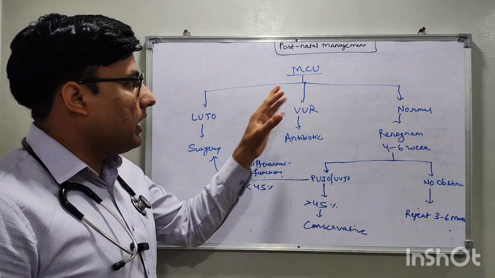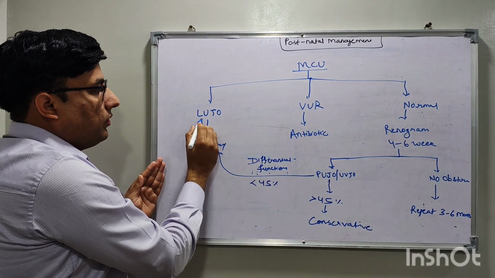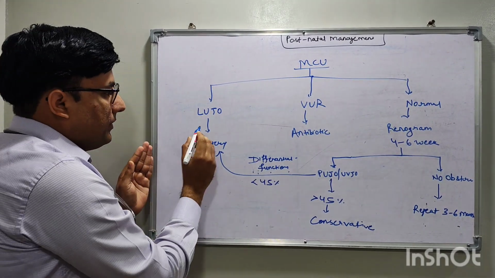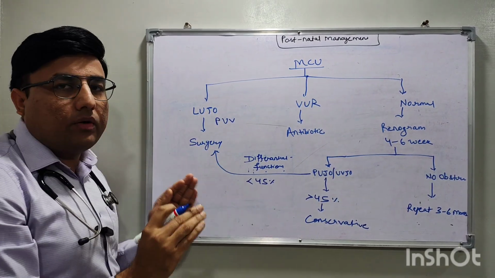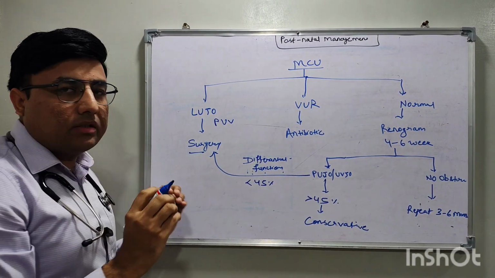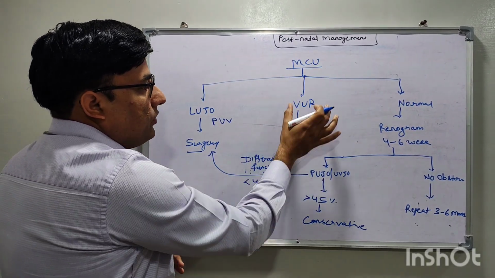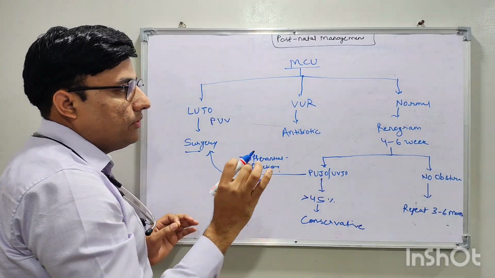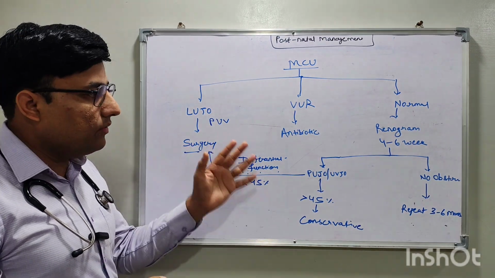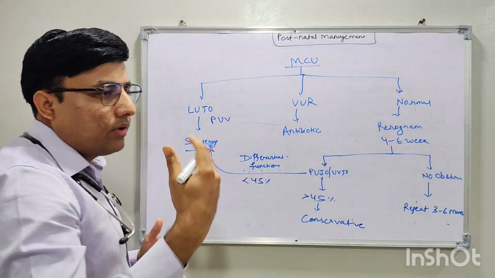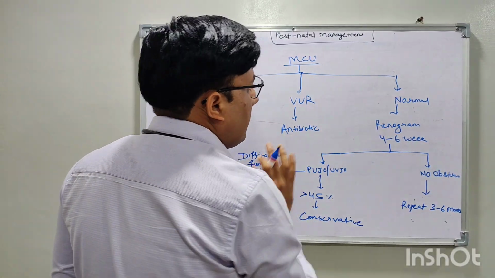So after MCU, how to manage? If MCU is suggestive of lower urinary tract obstruction, maybe in male babies posterior urethral valves, then in these cases we have to do immediate surgery. We have to resect the valves cystoscopically. If MCU is suggestive of VUR, vesico-ureteral reflux, in these cases we have to start antibiotic prophylaxis and manage conservatively only. Later on, if needed, we have to do ureteric reimplantation.